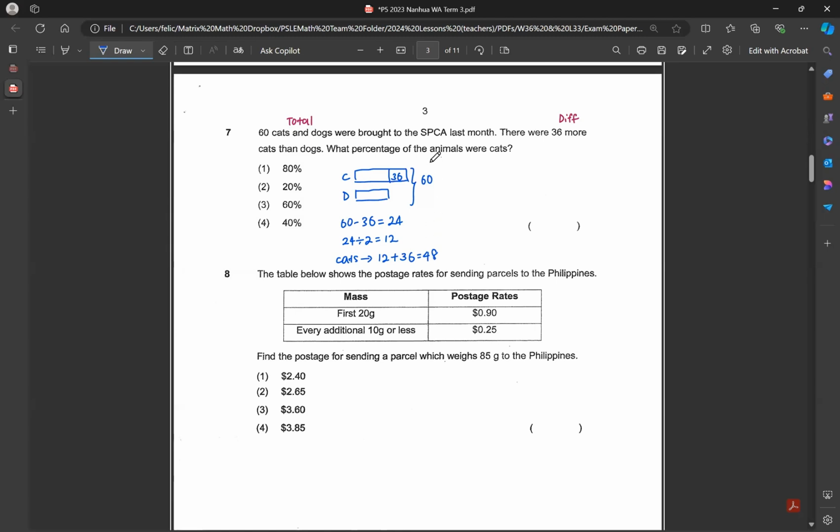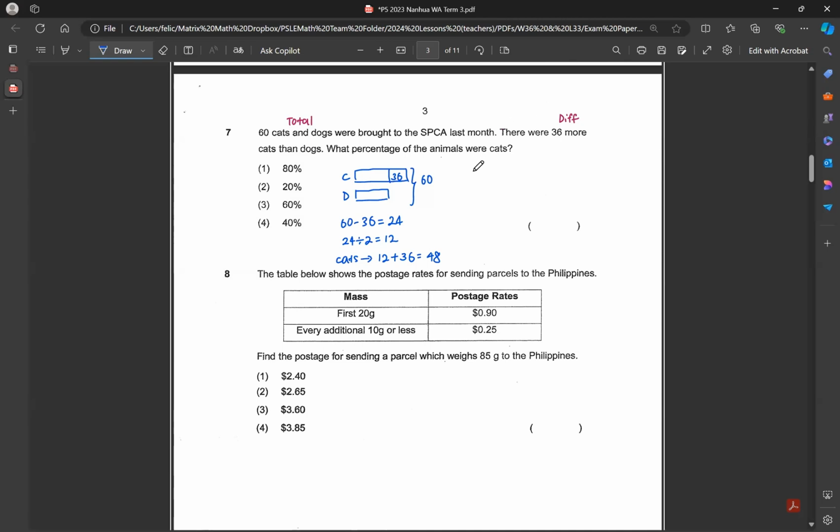Okay, now we're not done yet because the question wants percentage. Right now you cannot just tell me this is like 48%. All right, 48 is just 48 cats. Okay, so before thinking of percentage, we should focus on creating a fraction first. So just imagine this word is replaced with the word fraction. What fraction of the animals were cats? Then you should be able to create your fraction.